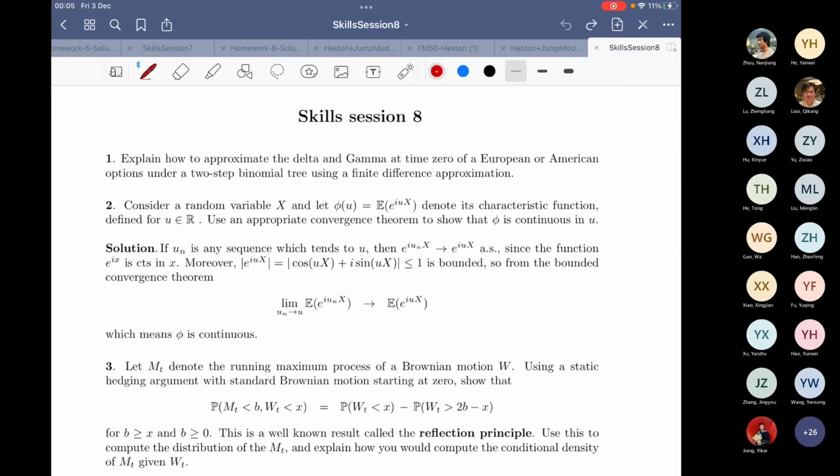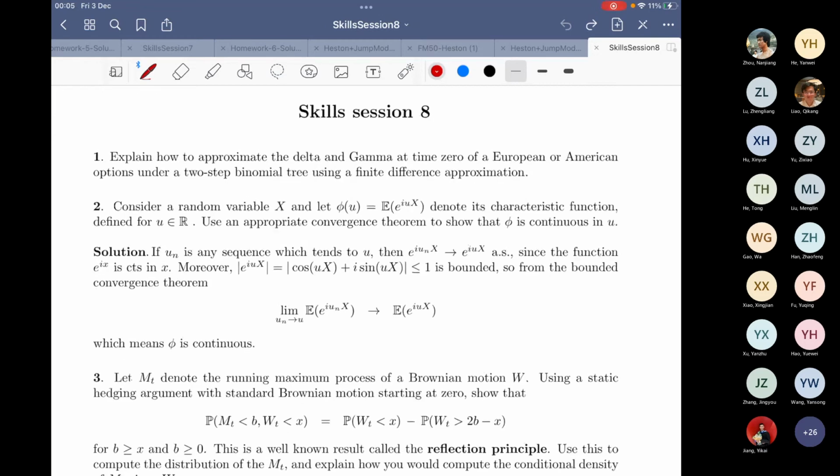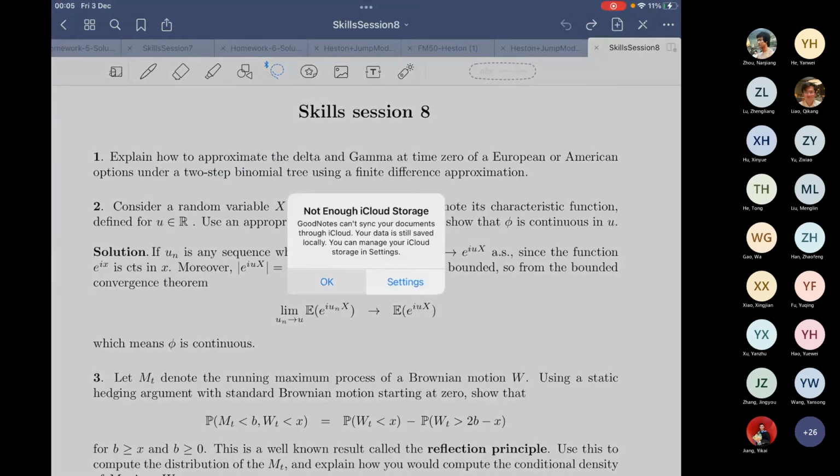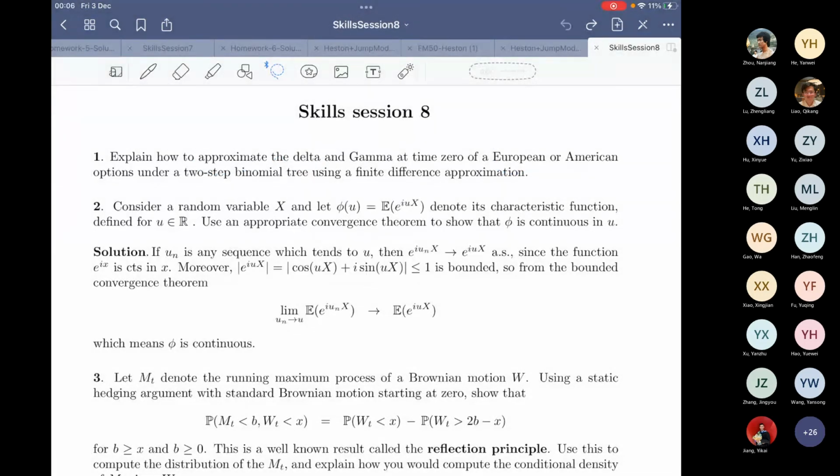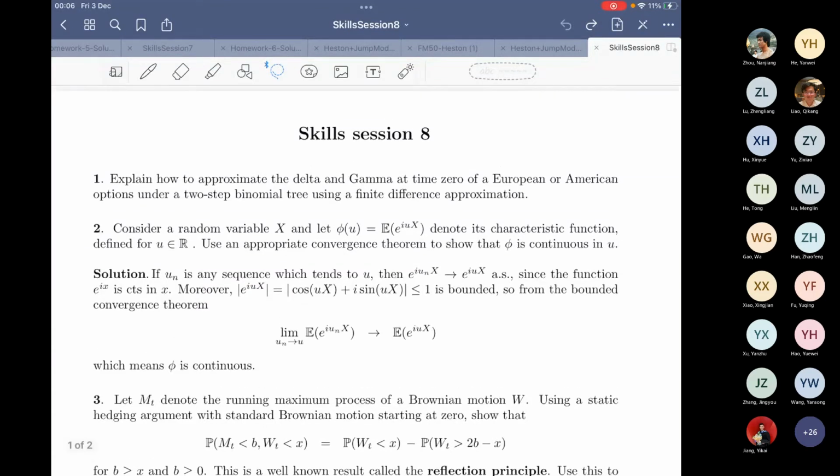Okay, the first one is to do with the binomial model, but it's not a specific worked example. It's just a general question. It says, explain how to approximate the delta and the gamma of a European or an American option under the two-step binomial tree using a finite difference approximation.